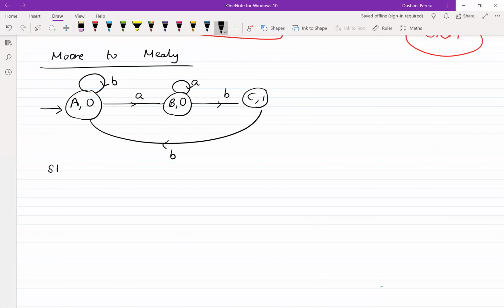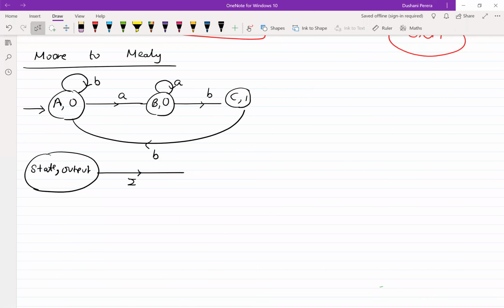Okay, so how does a Moore machine work? In a Moore machine, you have the state and the output inside the circle. And on the arrow, you only have the input alphabet. That is how a Moore machine works. Okay, now let's draw the transition table for this Moore machine. Then we do the conversion to Mealy. A, B are the input symbols.